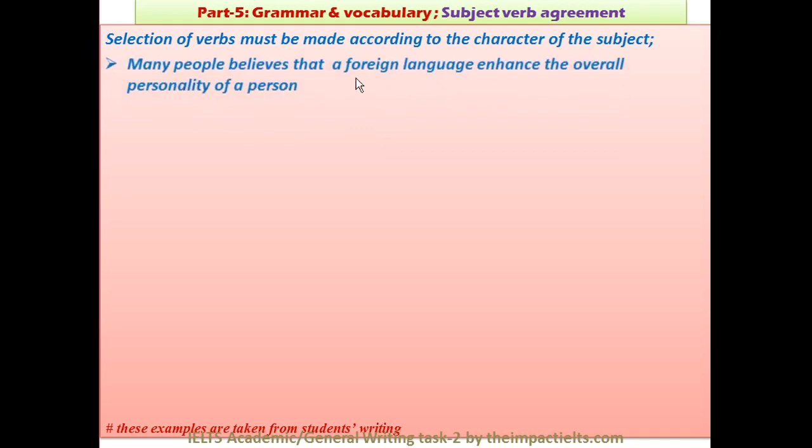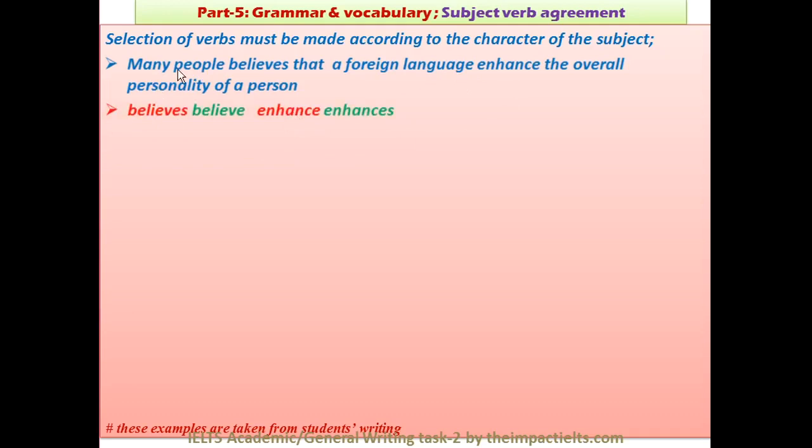So many people believes that a foreign language enhance the overall personality of a person. Can you find the mistake? You can see here we have two subjects. Many people is a subject, then this is the verb, and then there is a connector, then there is another subject. So once you use a connector, another subject, another verb, right? And have you got the answer? If not, then check it, right?